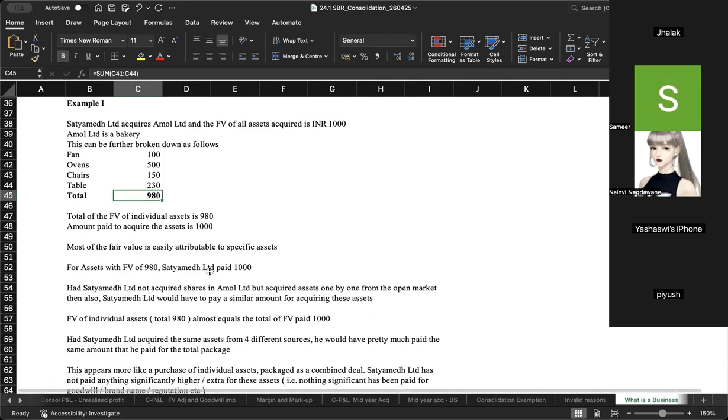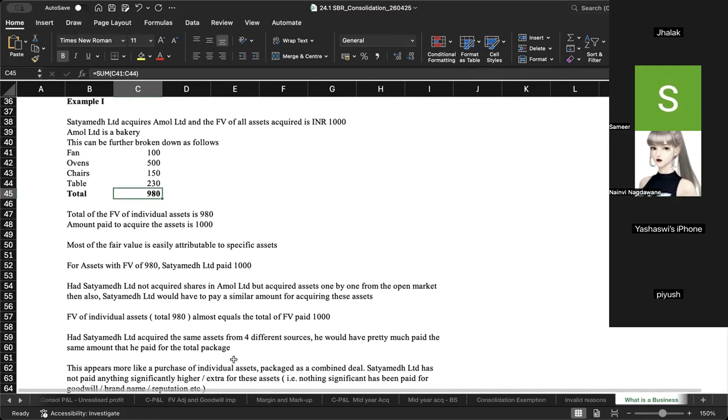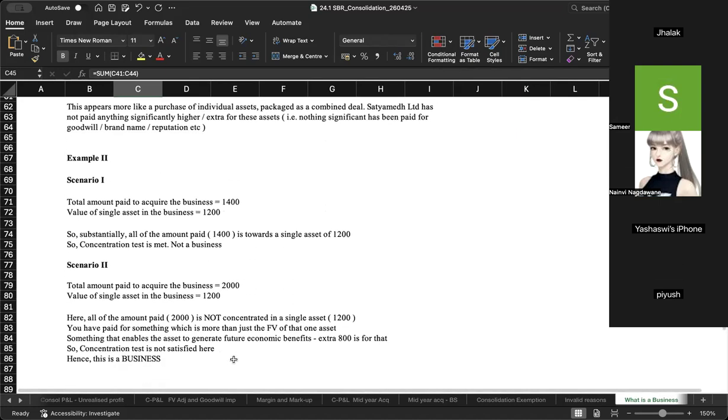So, had Satyamid Limited acquired the same assets from four different sources, he would have pretty much paid the same amount that he paid for the total package. This appears more like a purchase of individual assets packaged as a combined deal. Satyamid Limited has not paid anything significantly higher or extra for these assets, which is why we say that this is an acquisition of assets, not an acquisition of business.